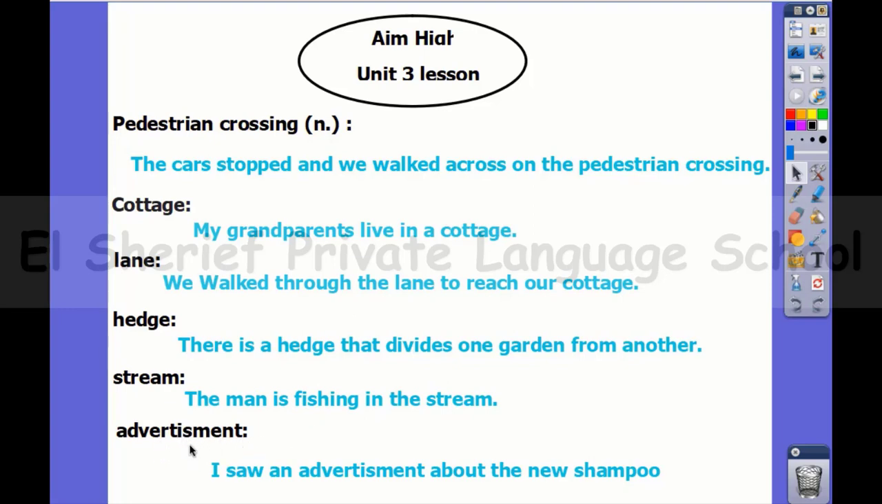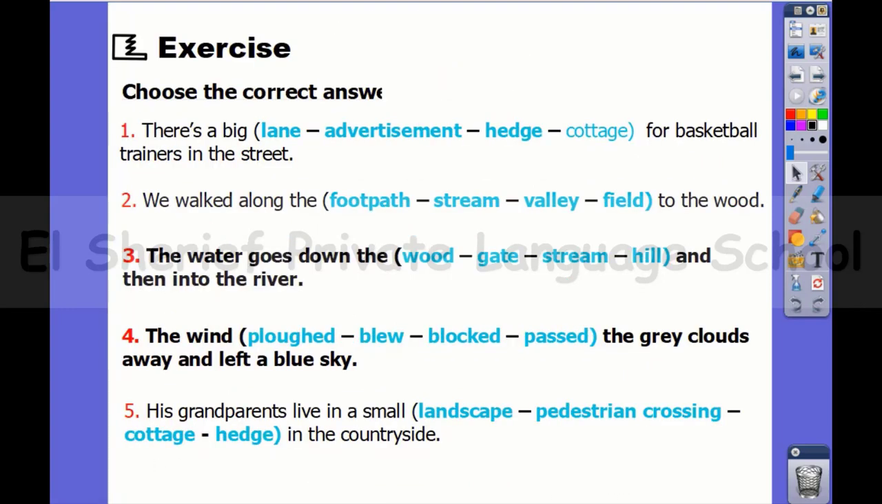Advertisement. So it's a picture, set of words or a short film to persuade people to buy a product. For example, I saw an advertisement about a new shampoo. So now let's do this exercise here to make sure that you got it all. Number 1. There is a peg for basketball trainers in the street. So the answer is advertisement.